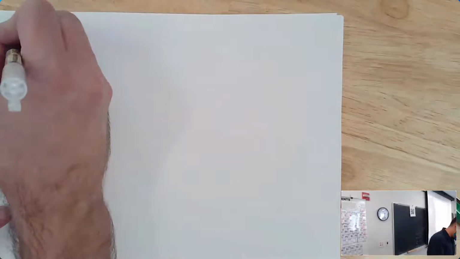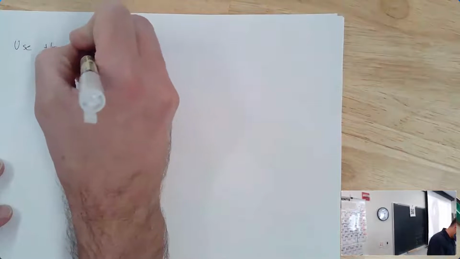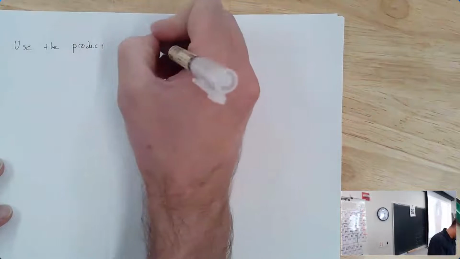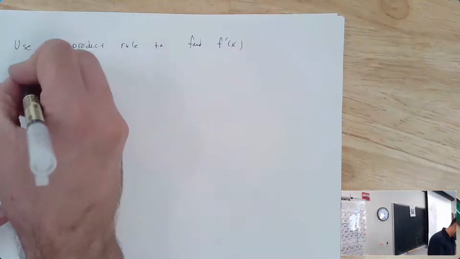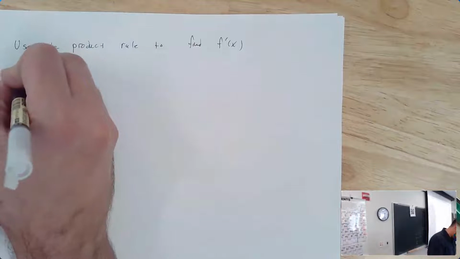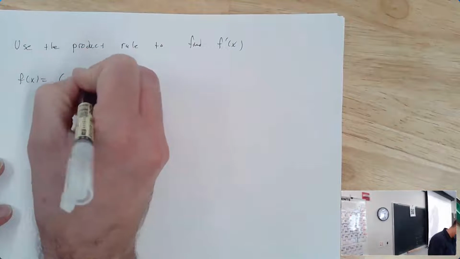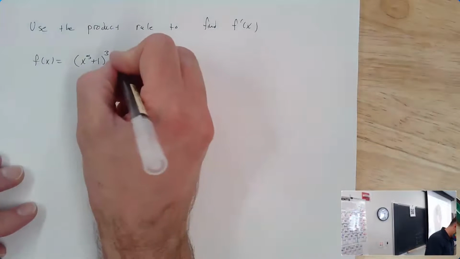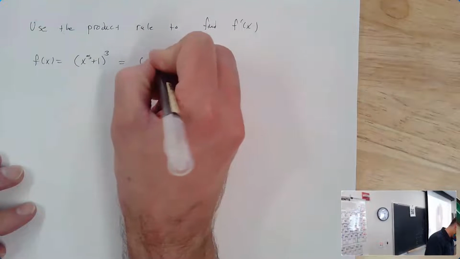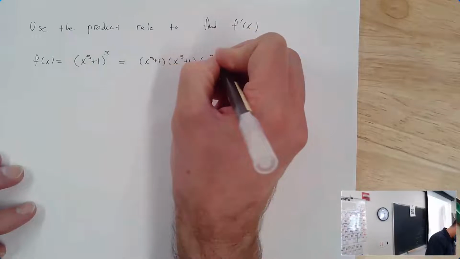So let's do a problem that looks like the product rule, but is really something else in disguise. So let's use the product rule to find the derivative of this function. Let's call it, sure, f of x equal to (x to the 5th plus 1) cubed, which I'm going to rewrite as (x to the 5th plus 1) times (x to the 5th plus 1) times (x to the 5th plus 1).